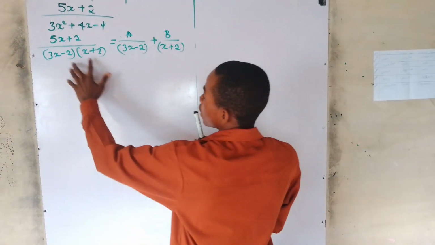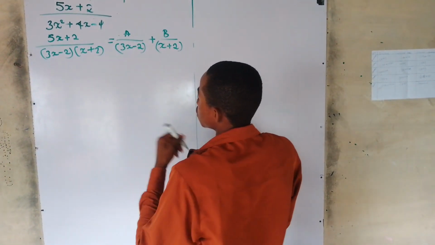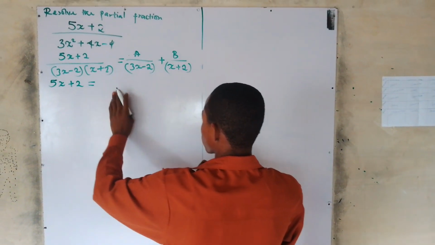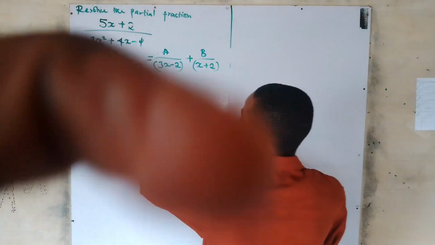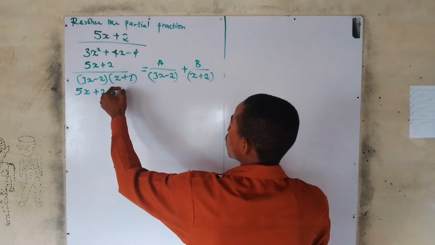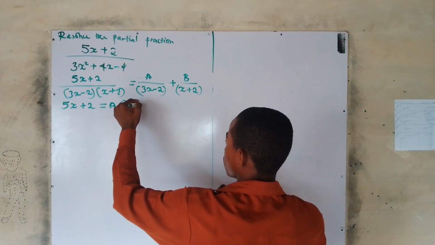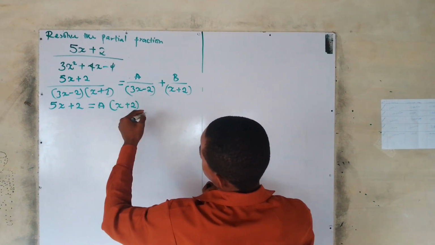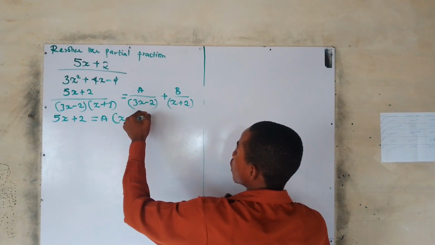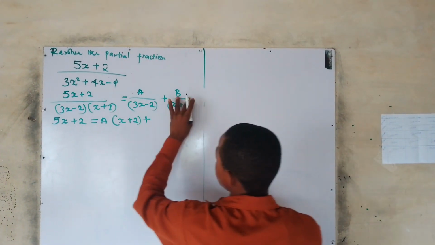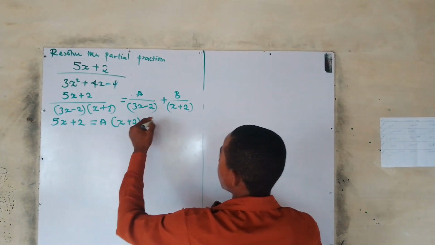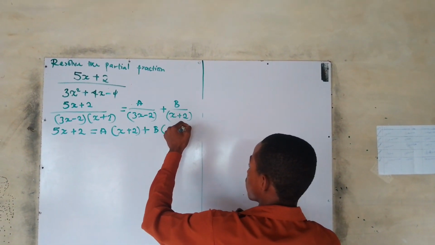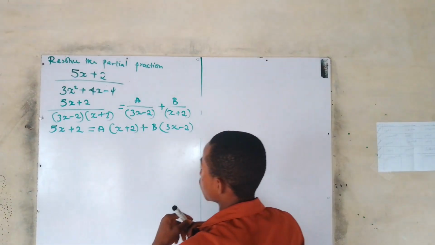So if you are multiplying this with this, you'll see that this will cancel out. So we'll have 5x plus 2 is equal to, if you multiply this with this, this will cancel out this and be left with A bracket x plus 2. Now plus, if you multiply this with this, this will cancel out this, and I'll be left with B bracket 3x minus 2. Have you seen it now?